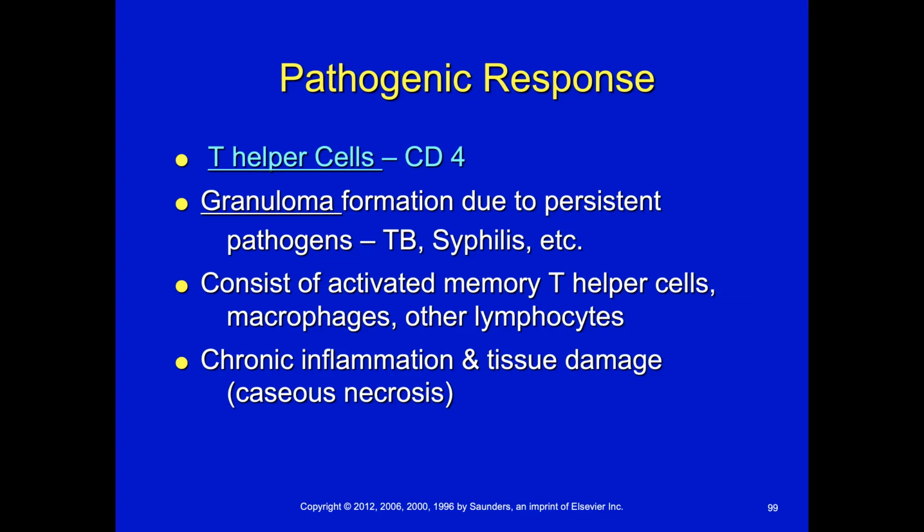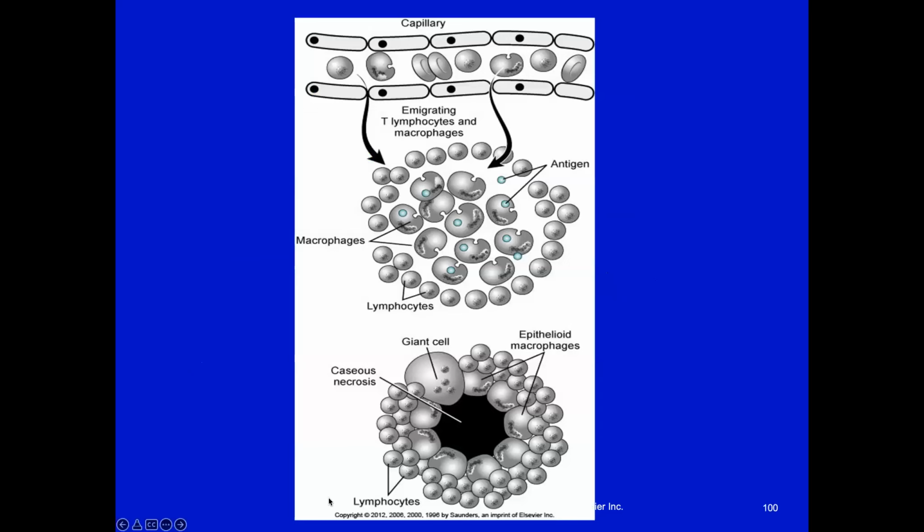So here again, we have activated memory T helper cells, macrophages, and other lymphocytes involved. And you get that nodule. In the middle, you have your necrosis occurring, that caseous necrosis. Then you have all these other immune cells surrounding it, and you have a situation of chronic inflammation and tissue damage.